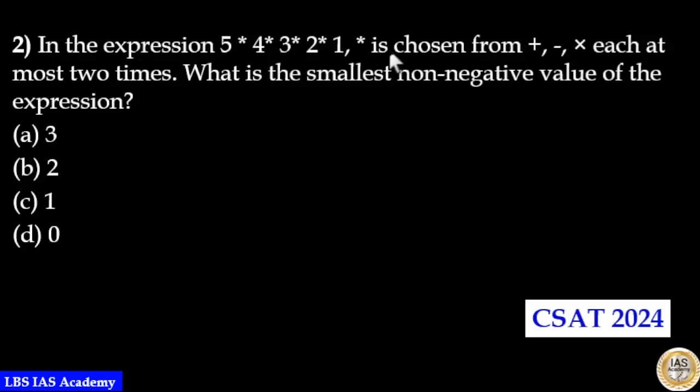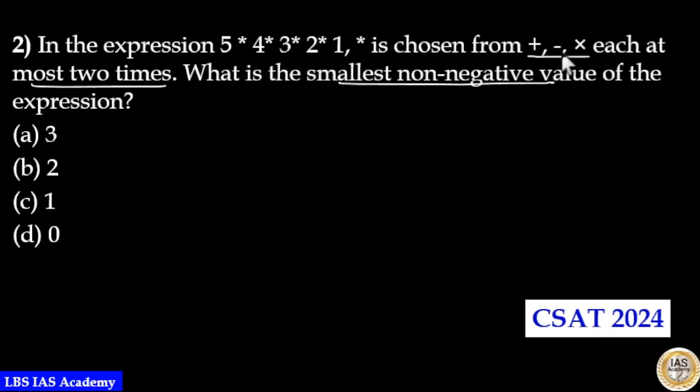In the given expression, asterisk is chosen from addition, subtraction, multiplication, each at most 2 times. What is the smallest non-negative value of the expression? Here, 0 is a non-negative value. 0 is non-negative as well as non-positive. So here we have 1 and 0 in the option. So try to get minimum value out of this expression.